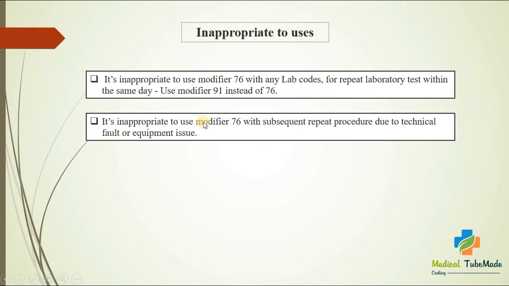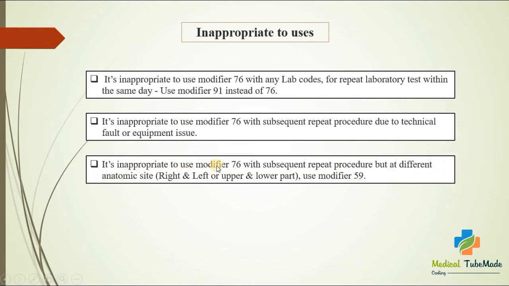It's inappropriate to use modifier 76 with a subsequent repeat procedure due to technical fault or equipment issue. If the procedure was repeated because of a technical fault or equipment issue, we should not consider modifier 76 for that report, because it was repeated because of an equipment issue.